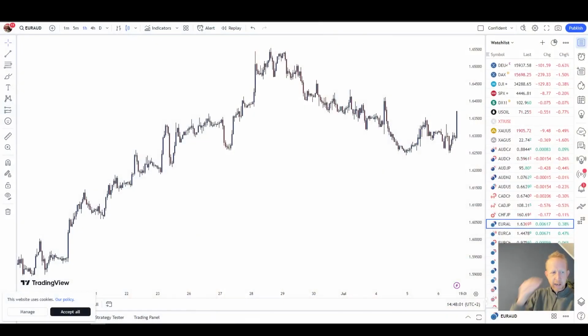So I'm going to share my screen here, and you can see this picture of the euro against the Australian dollar. I'm showing a 1 hour chart. How can you know that we're in a breakout? And here we can see we're clearly in a breakout. But how can you know that?